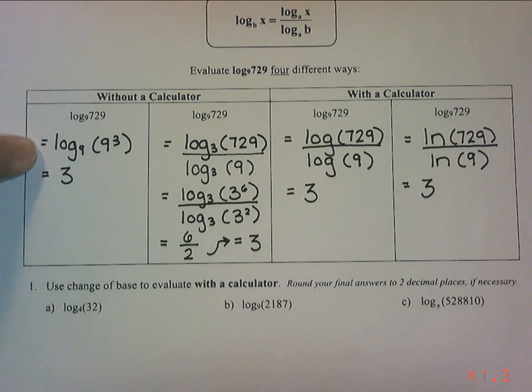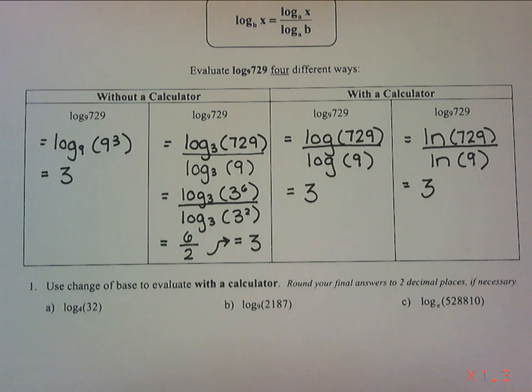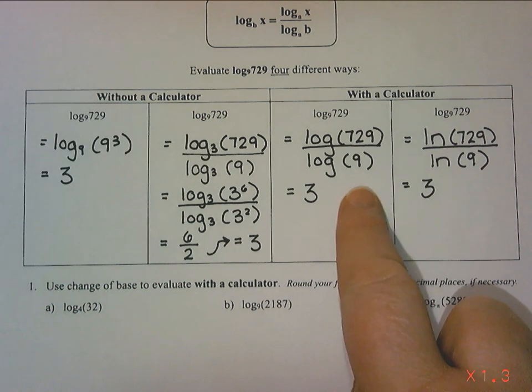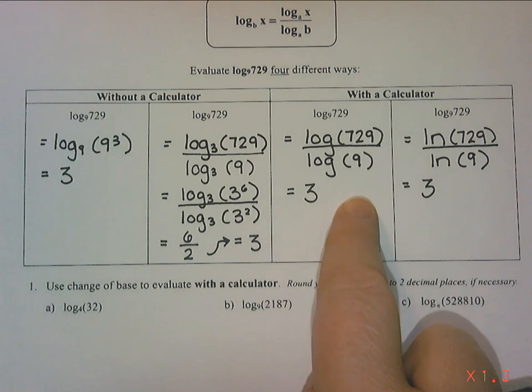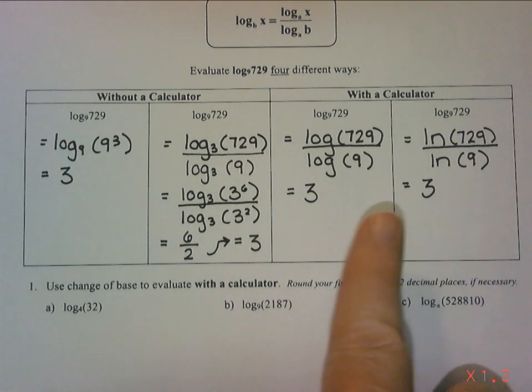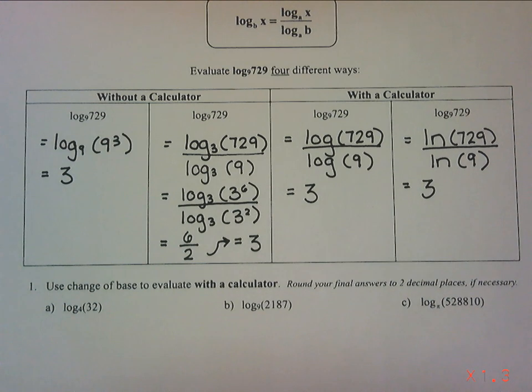One was very straightforward. We just figured it out using our power sheet. One where we tried to write it as a different base that was on our power sheet that we could evaluate that number with. And then 2 where we just used log base 10 and log base e on our calculator. So if I have to use a calculator, my choice really is between doing log and ln. It is your choice. I kind of like ln a little bit better, but it really doesn't make a difference.